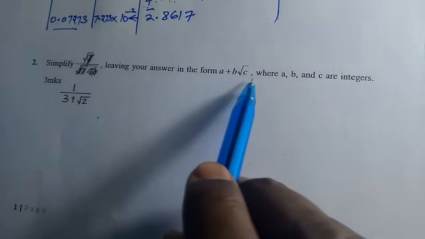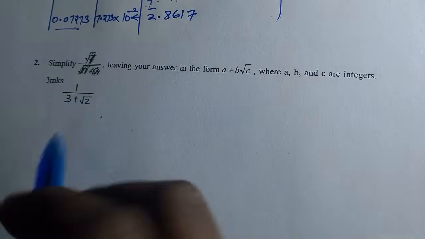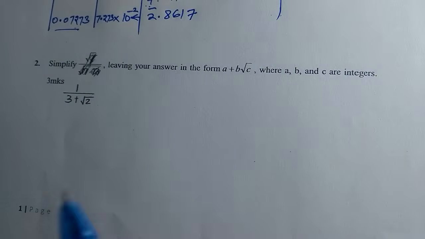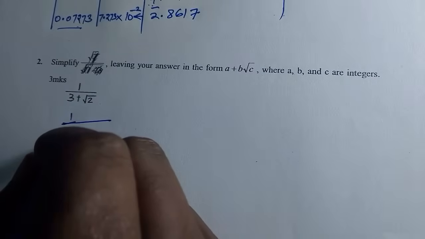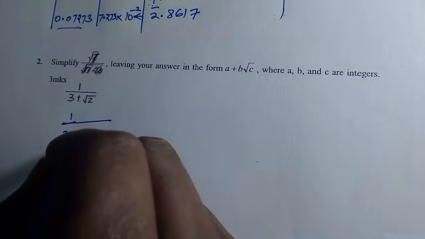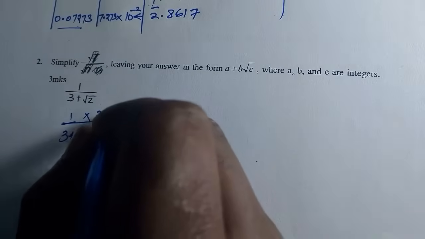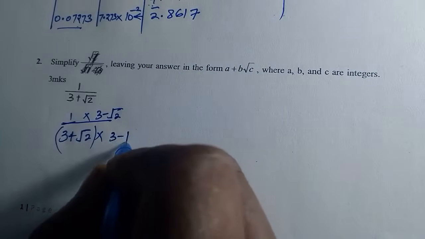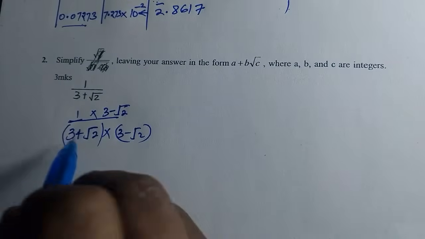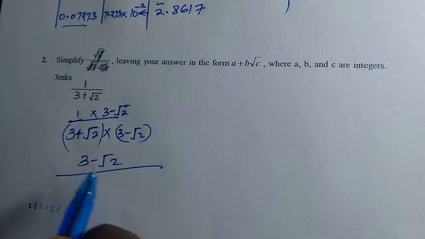Simplify, leaving your answer in the form of this. This is surds. So we look for the conjugate of the denominator and multiply the numerator and the denominator. So we start there. This is 1 over 3 plus root 2 times the conjugate. The conjugate of this is 3 minus root 2, times 3 minus root 2. That is the conjugate. So for the numerator, we are going to have 3 minus root 2, over the denominator. The denominator is a difference of two squares.